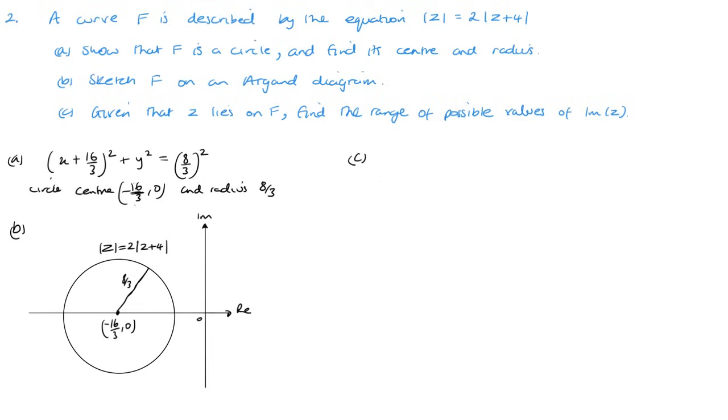So C is, given that z lies on the circle, find the range of possible values of the imaginary part of z. So that is the range of possible values of y. Because we've got the center on the real axis, it's going to be 8/3 up and 8/3 down. So this is just going to be from −8/3 to 8/3. And that's this question complete. Let's have a look at the third one.